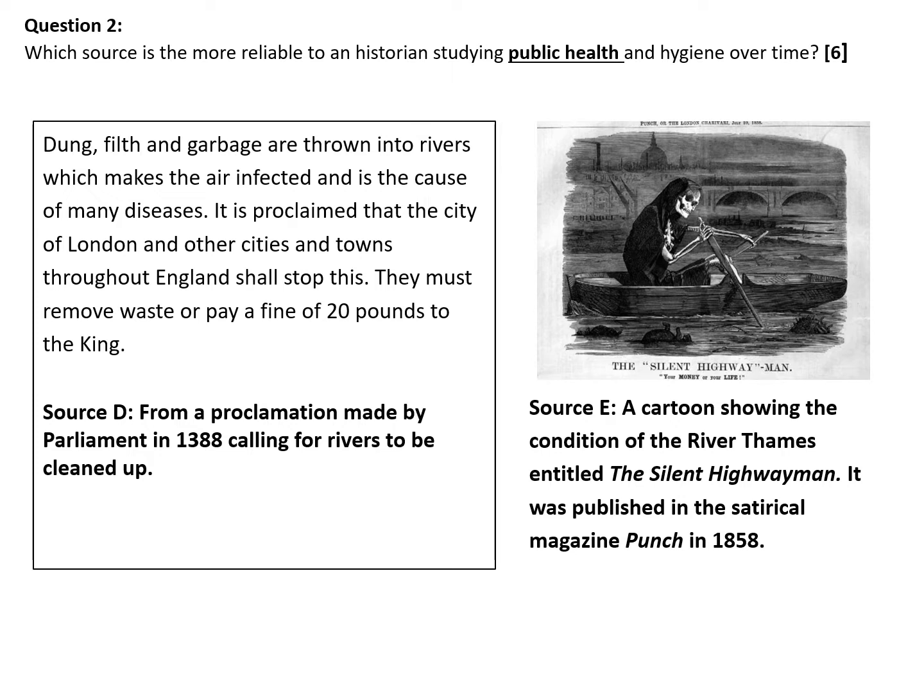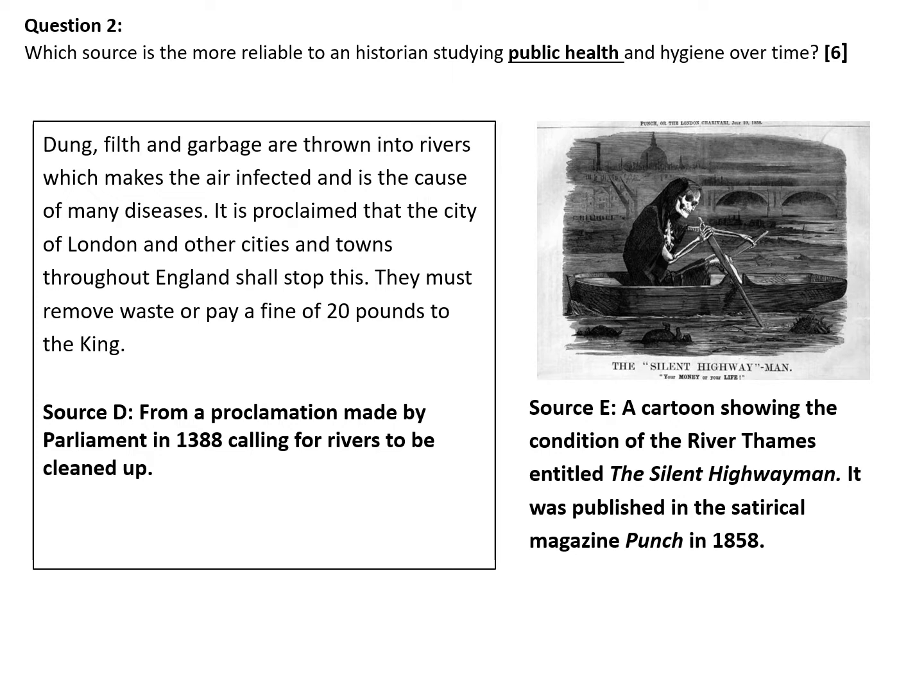So both of these sources will be about public health, and you have to decide which source is the best at telling you what public health was like. So source D is from a proclamation made by Parliament in 1388 calling for rivers to be cleaned up. So already it's going to be telling us about public health in the medieval era because it's 1388. So is this going to give us enough information about what public health was like at this time?